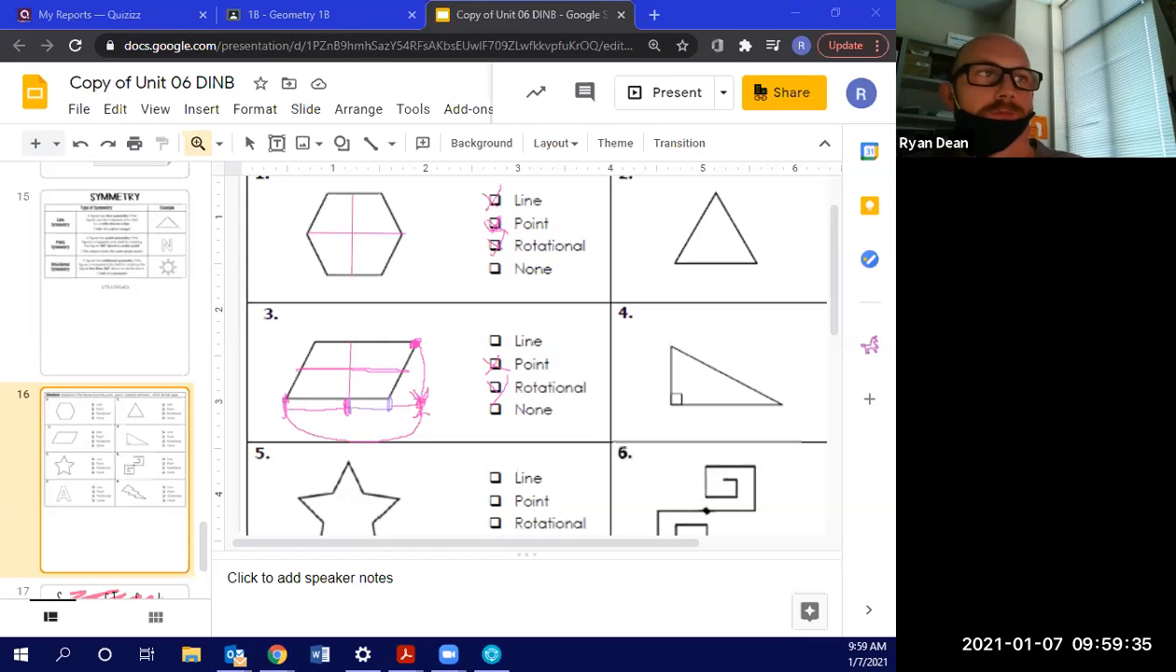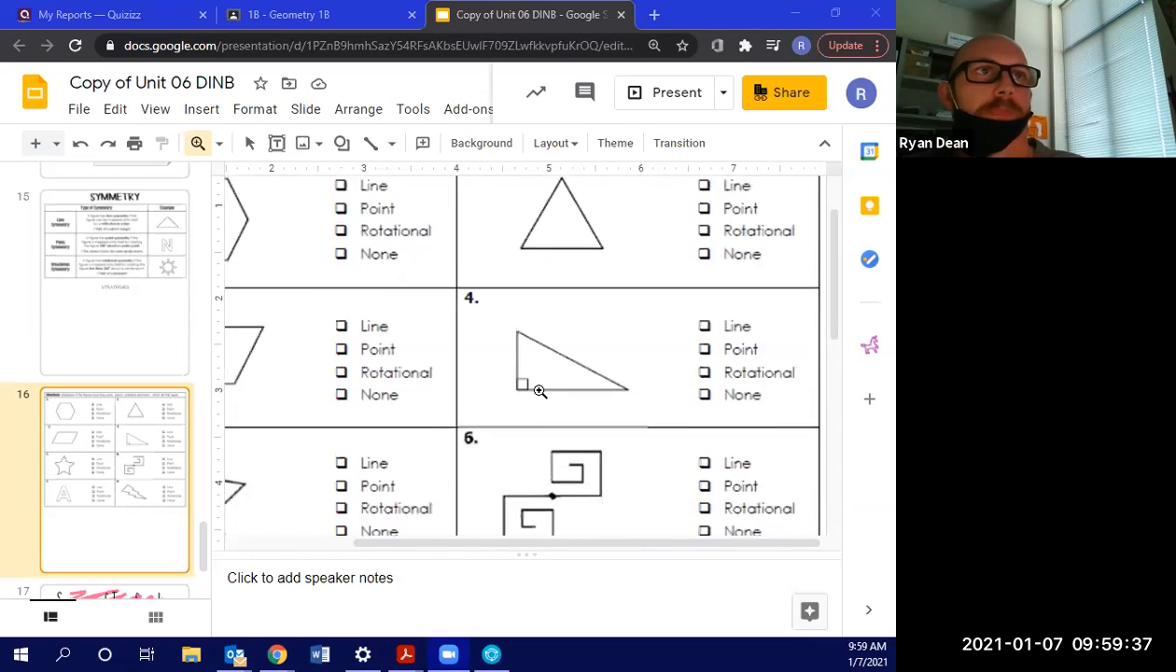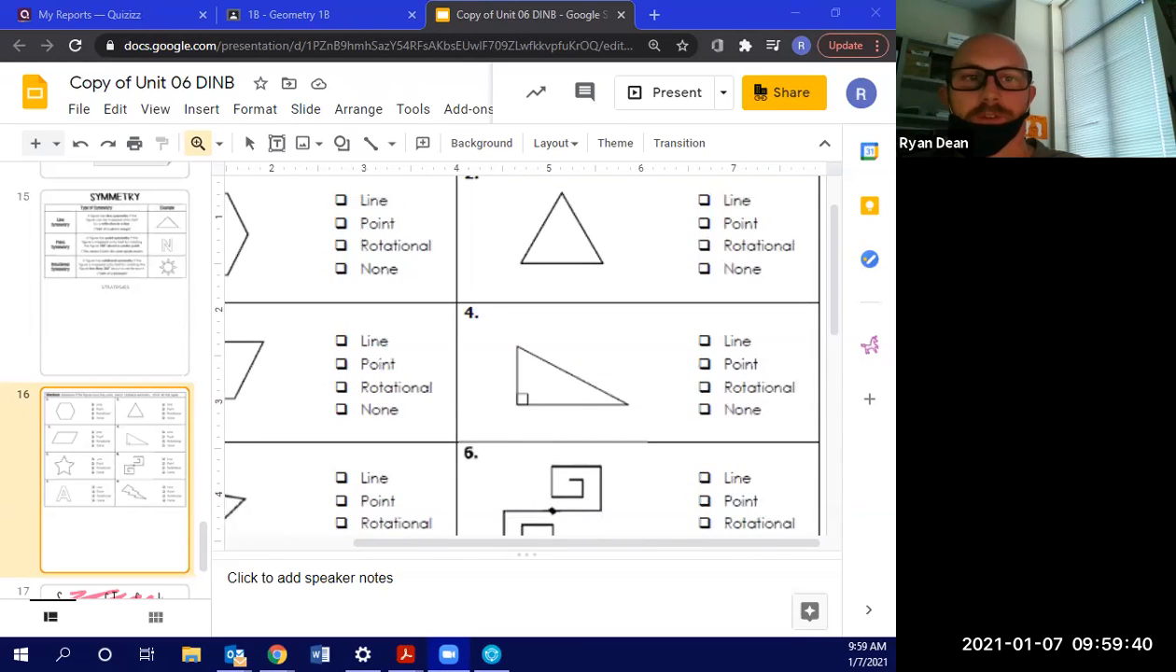Now, for the triangle, this one's a little bit different. We've already talked a little bit about triangles. So for a triangle, you are going to have the line symmetry here. But if I flip this triangle upside down, it's going to look like this. So it does not have point symmetry. But if I rotate this shape, we talked about this in one of our examples, I do have rotational symmetry. So this is one of the cases where you have rotational but not point.